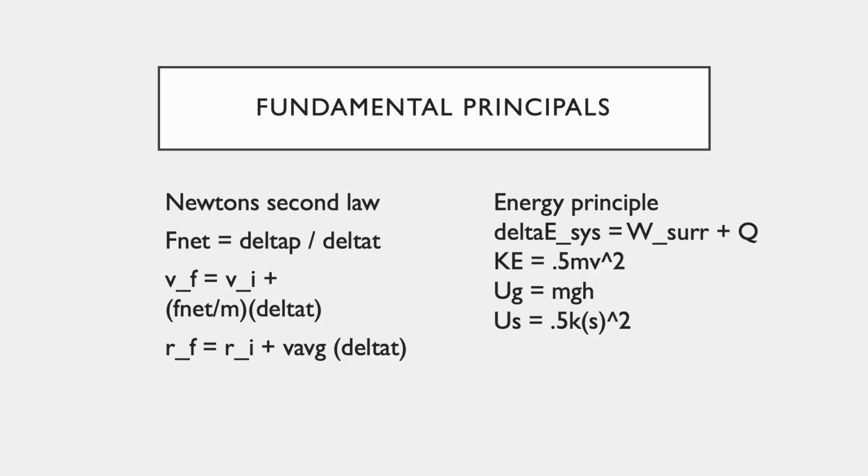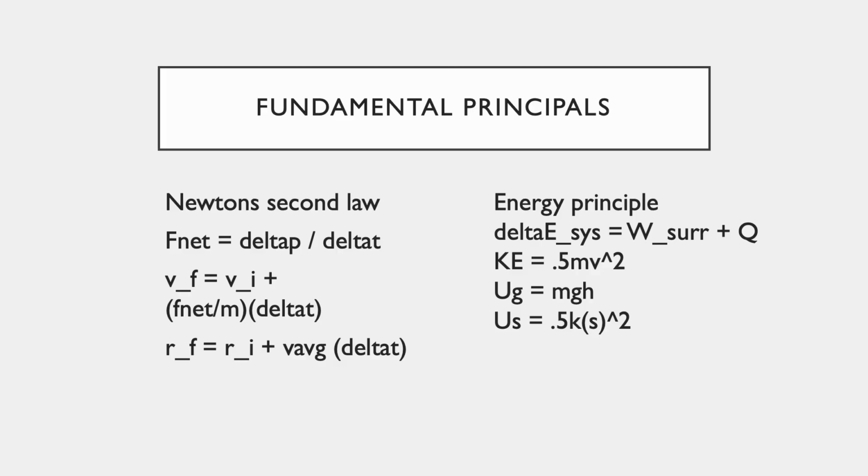The two main fundamental principles are Newton's second law and the energy principle. Newton's second law is F net equals delta p over delta t, and then we can get the velocity update and the position update formulas from that, which are Vf equals Vi plus F net over m delta t, and Rf equals Ri plus V average delta t. And then the energy principle is delta E sys equals W surroundings plus Q.